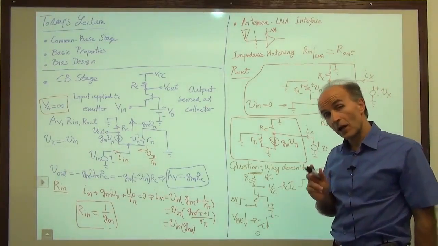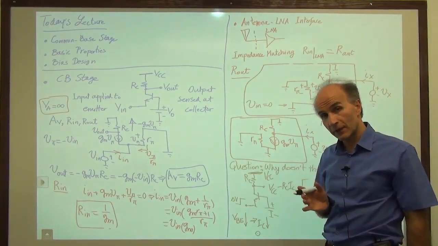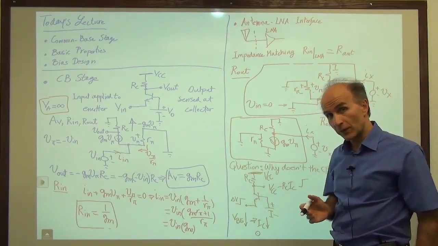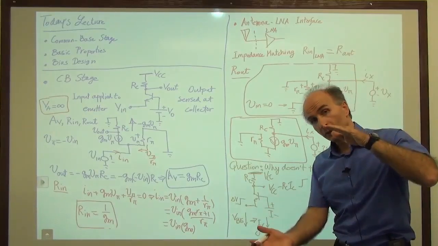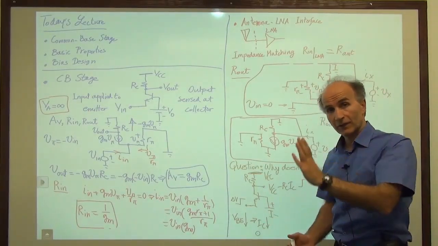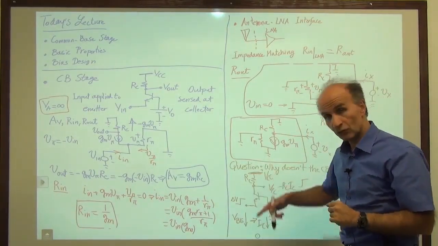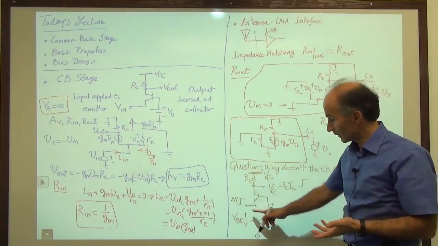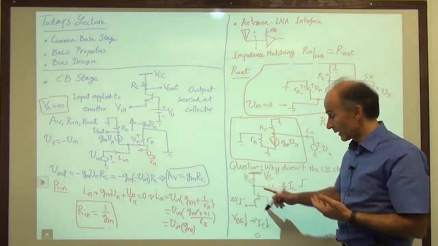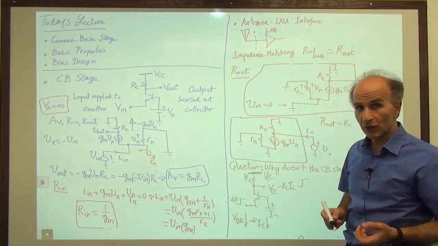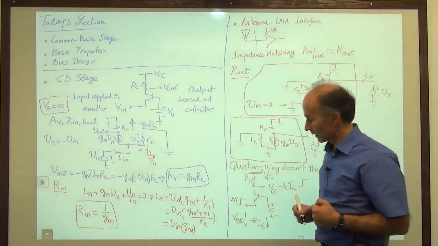This is in contrast to the common emitter stage. In the common emitter stage, when the input, which was going to the base, increased, the base emitter voltage also increased, the collector current increased, and the output voltage dropped. But here, when this goes up, the current decreases, this voltage goes up, and we have no inversion in the circuit. All right.